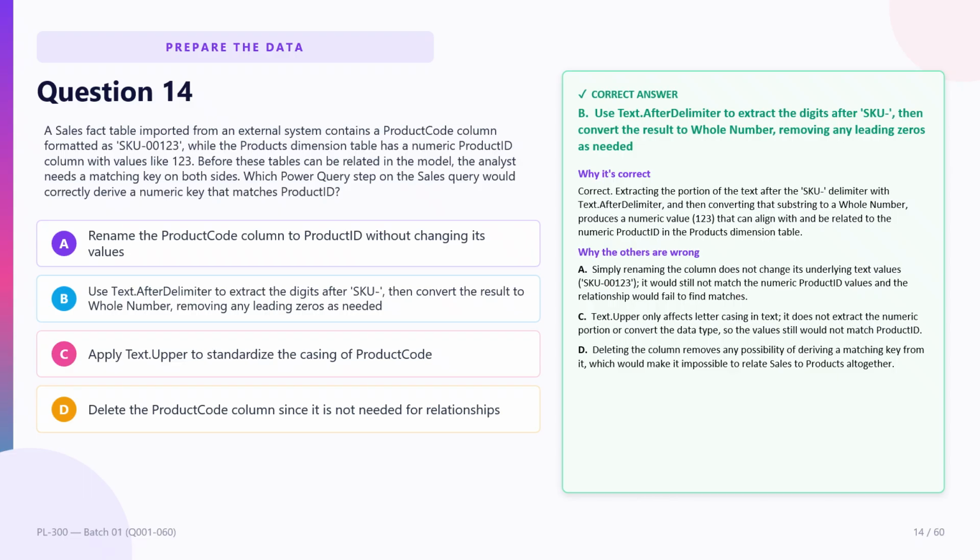Now, why the others are wrong? A. Simply renaming the column does not change its underlying text values, SKU-00123. It would still not match the numeric product ID values, and the relationship would fail to find matches. C. Text.Upper only affects letter casing in text. It does not extract the numeric portion or convert the data type, so the values still would not match product ID. D. Deleting the column removes any possibility of deriving a matching key from it, which would make it impossible to relate sales to products altogether.